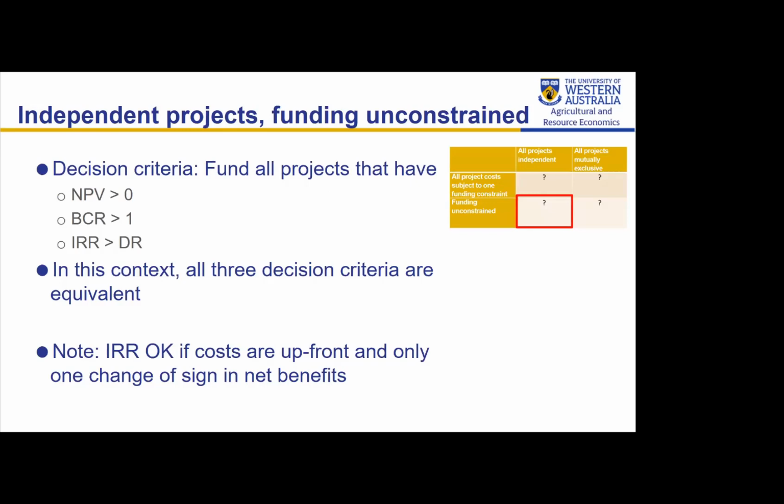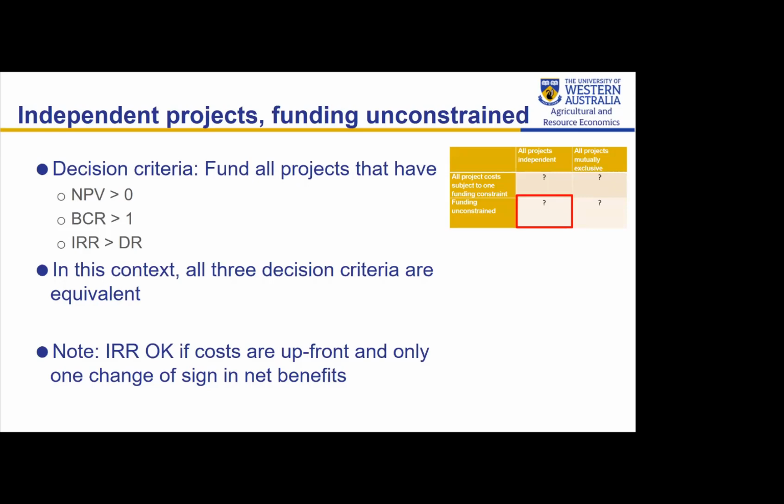The first one is if you have independent projects and funding is unconstrained. This is one that's often talked about in textbooks. It may not be recognised that that's what they're talking about, but this is the one where often the recommendation is made. In this case, the decision rule is you should fund all projects that have a net present value greater than 0 or a benefit cost ratio greater than 1 or an internal rate of return greater than the discount rate. And they're all the same. They all mean the same thing.